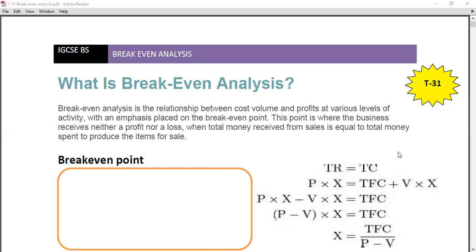Hi everyone. Today our topic is break-even analysis. We are going to talk all about break-even analysis, its importance, the graphs, the graphical method, the formula method, everything.